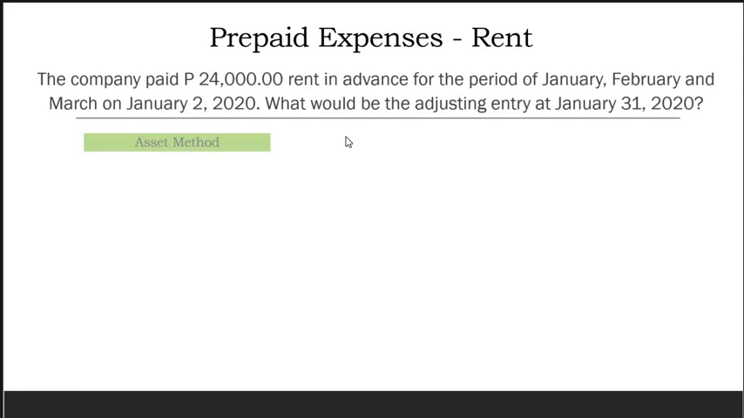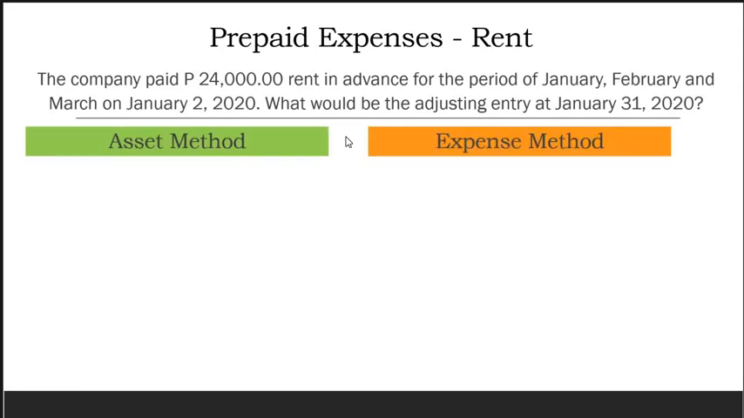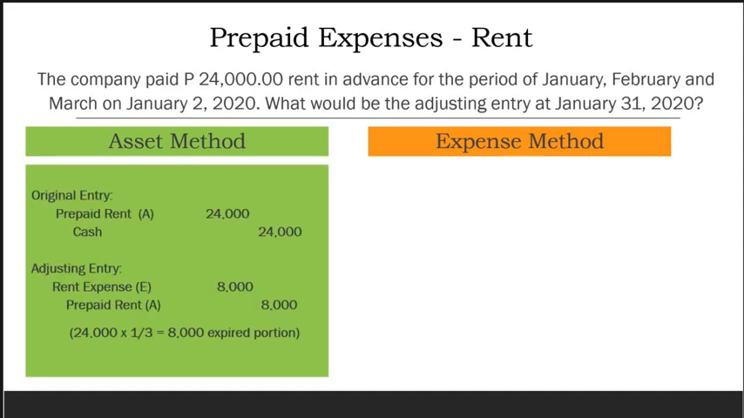Okay. Now, if you are using asset method, ganito yung ating entry. Okay? So, on January 2, the original transaction, kapag asset method ang ginamit, ang ating entry ay nag-debit tayo ng prepaid rent, which is an asset account, at 24,000 and credit tayo ng cash, which is 24,000. Okay? So, yun yung asset method. You're debiting your prepayment into an asset account, in this case, prepaid rent. Now, pagdating ng adjusting entry, take note, kasi asset method ito, hanapin natin yung expired portion. So, how much of this 24,000 has already expired, no?